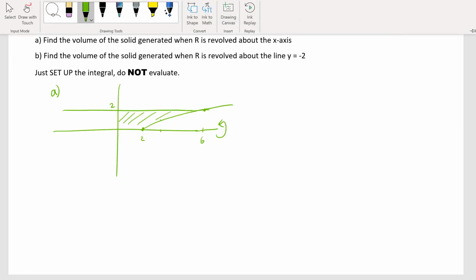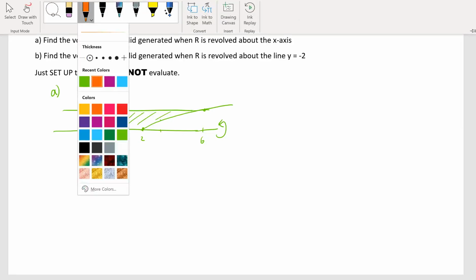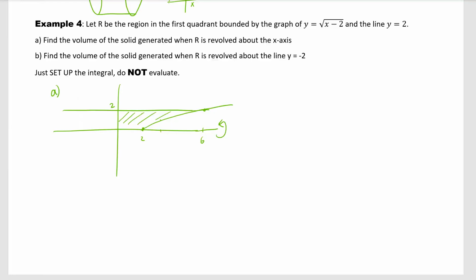One way, if you cut it vertically, you can see that the upper function is the line, and the lower function is the curve. If you cut it here, the upper function and lower function are both lines, so you need to separate into two integrals. In order not to separate into two integrals, we can cut it horizontally. Then the upper curve is always the curve, and the lower curve is the y-axis.